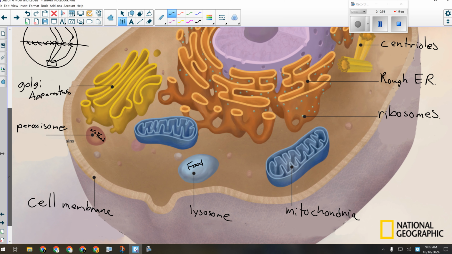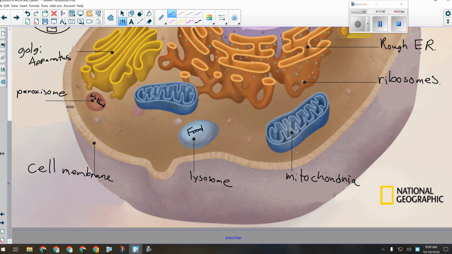So I think I drew a line down for this, or did I draw it over there? Anyway, that is the smooth ER. What does the smooth ER do? Lots and lots of things.